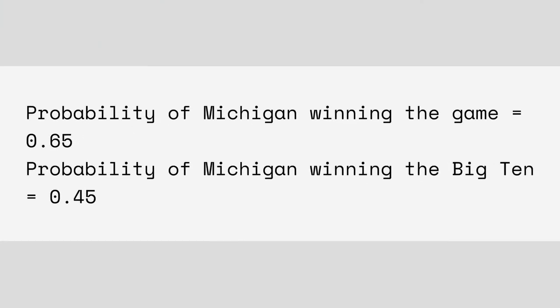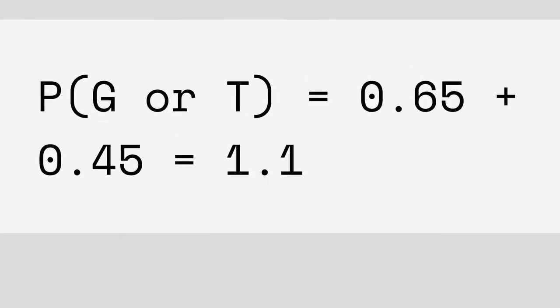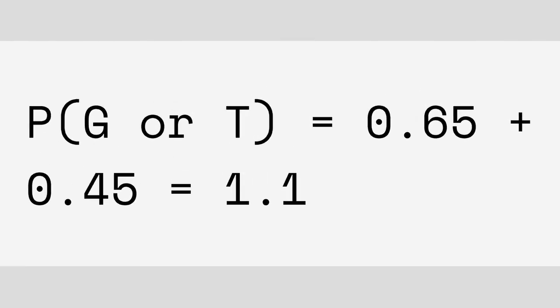Suppose the probability of Michigan winning the game is 0.65. So Michigan is favored to win an individual game, 65%. And suppose the probability of Michigan winning the Big Ten Conference is 0.45. Now, what would we have? We would have that the probability of Michigan winning the game or winning the Big Ten outright is 0.65 plus 0.45, which would give us a value of 1.1.